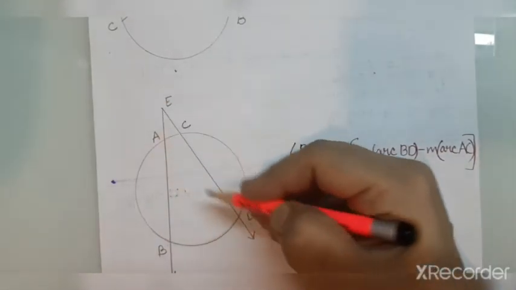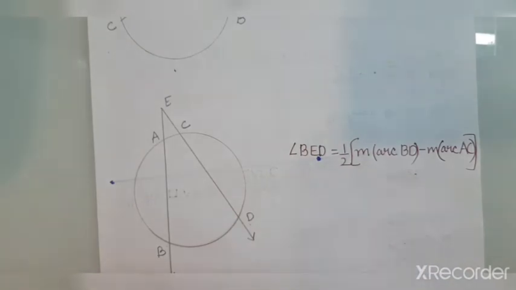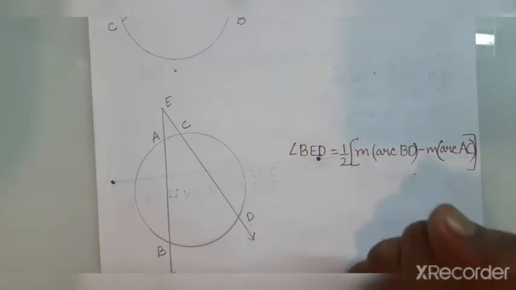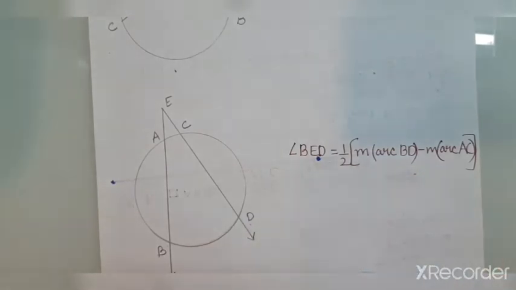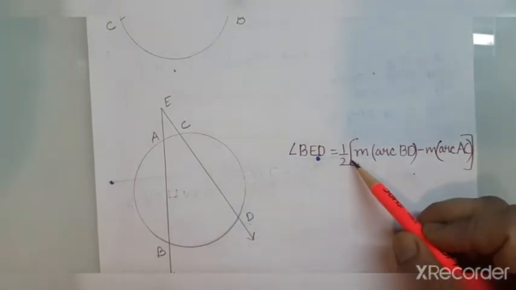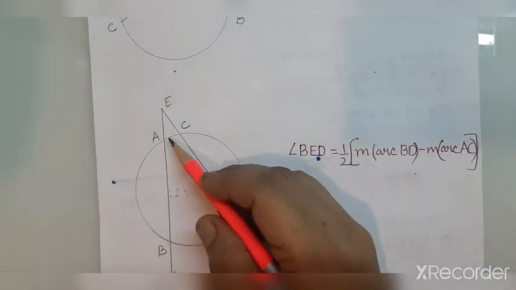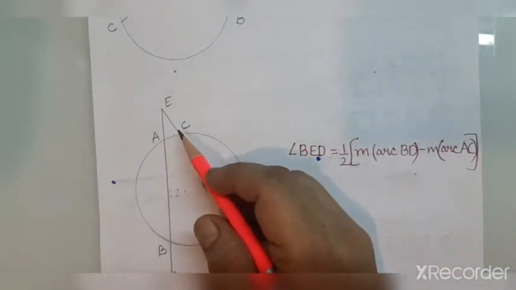is equal to half the difference in the measure of the arcs intercepted by the angle. You can see here written half. The angle between them, angle BED, is equal to half of the difference.